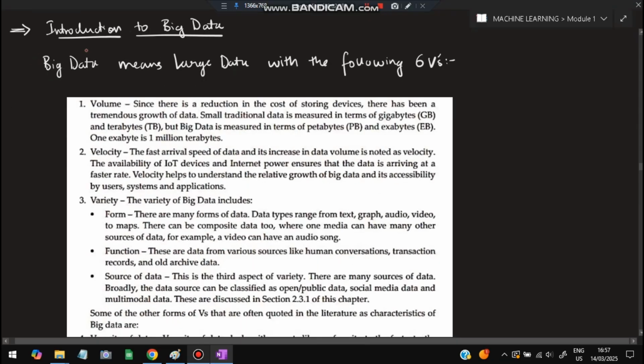Okay, next part is big data. Introduction to big data. Let's understand a few things about big data. As I discussed, big data means very large data. Firstly, volume should be more, then only it will be called big data. Velocity should be more, the arrival speed of the data should be more. And variety of data should be there.